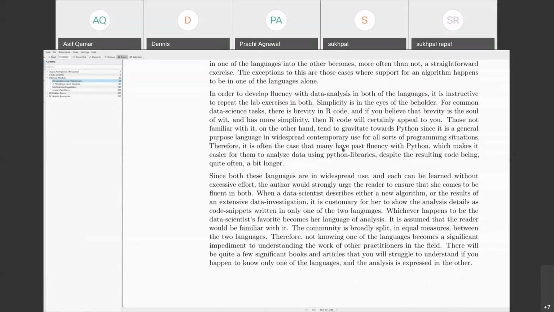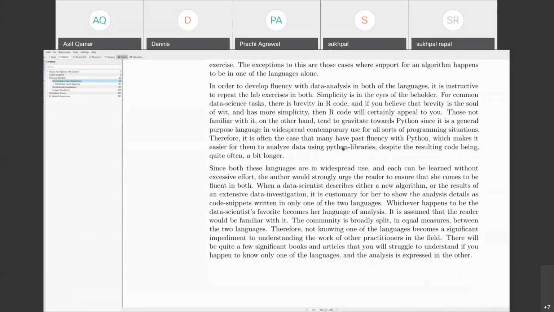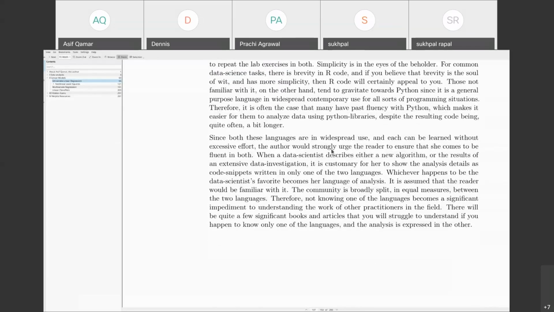Well, I would highly encourage you to learn both. R is a pretty elegant language, and the libraries in it are very, very elegant. And of course, we have been seeing examples of that in the exploratory data analysis chapter. There were excellent libraries in R, and there were excellent libraries in Python. So pick up both. Since both of these languages are in widespread use and each can be learned without excessive effort, the author would strongly urge the reader to ensure that she comes to be fluent in both.